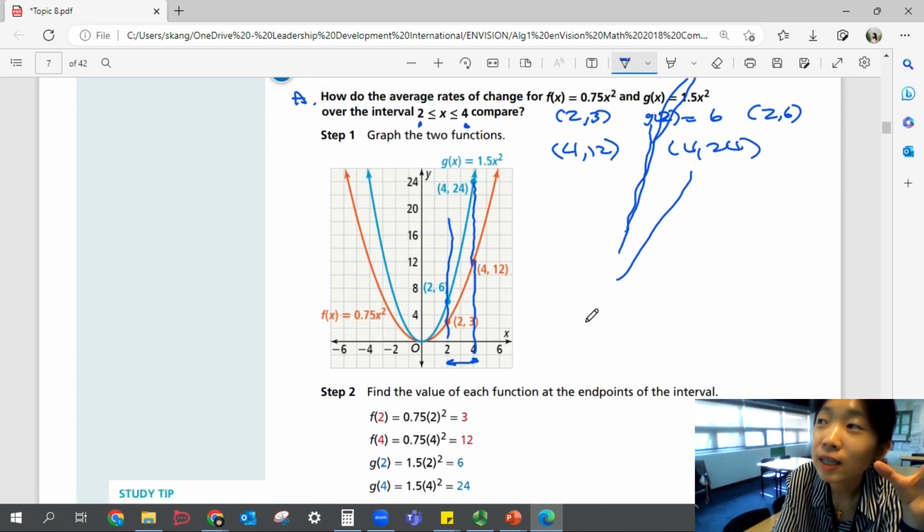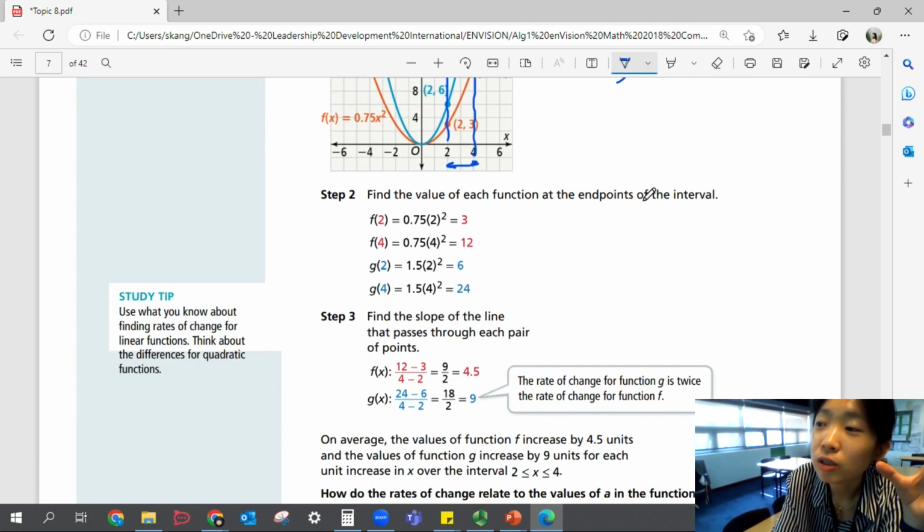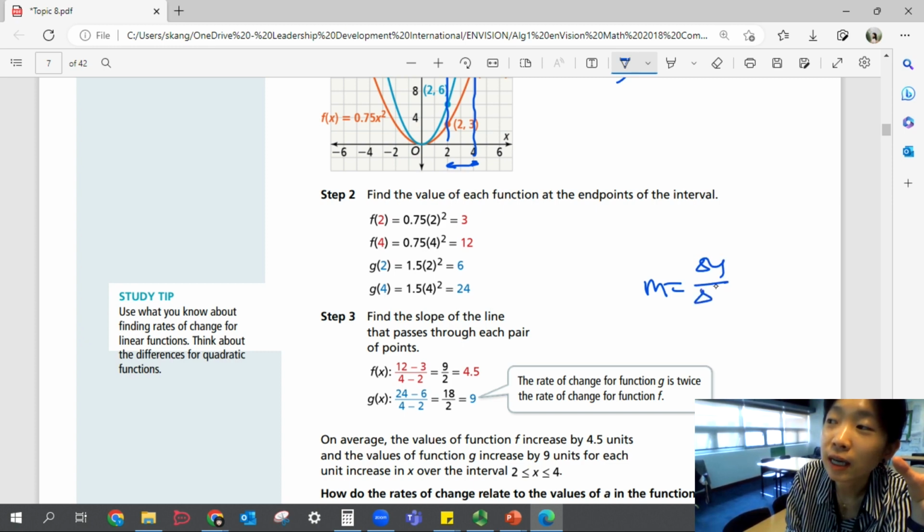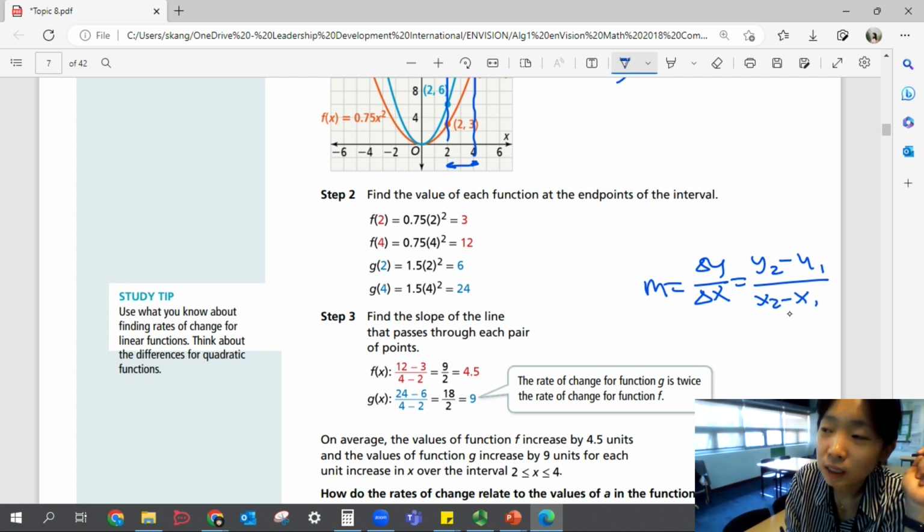Okay. So looking at your points, use the slope equation. If you remember the slope equation, m is equal to change of y over change of x, which is y sub 2 minus y sub 1 over x sub 2 minus x sub 1 with the 2 points.